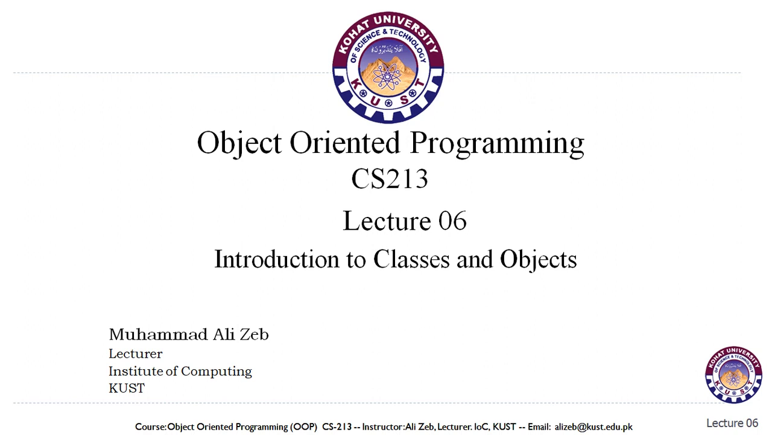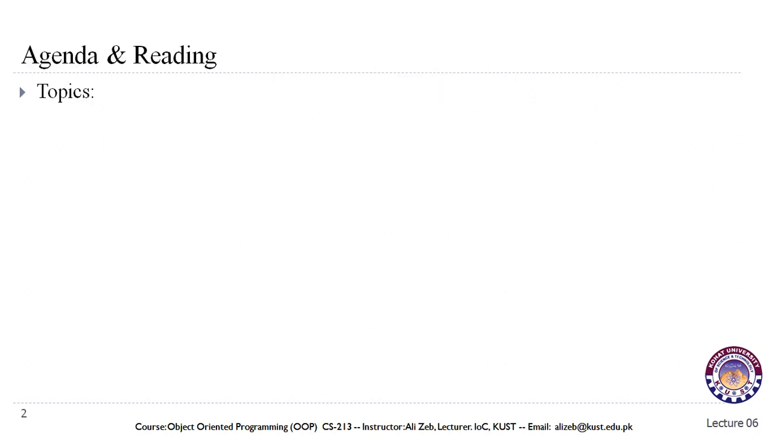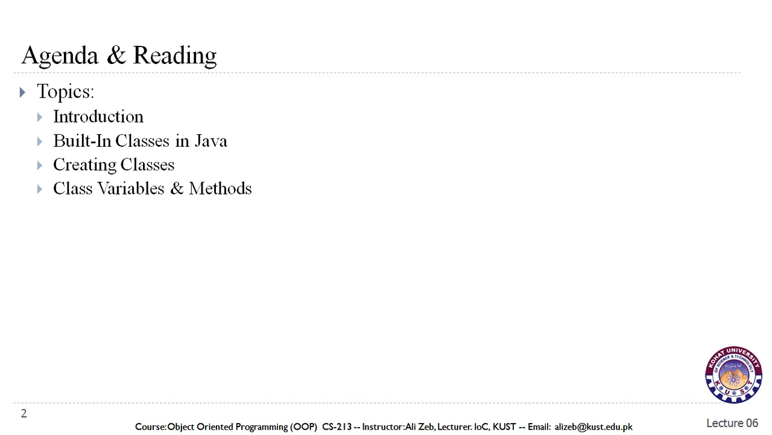In this lecture we will continue our discussion of introduction to classes and objects. We will talk about how we can create classes and how we can use constructors to initialize objects for those classes, how we can use setter and getter methods to manipulate and change the values for the variables of the classes, and we might also talk about the class variables and the class methods.